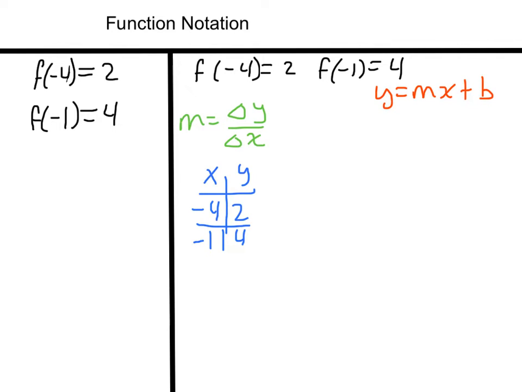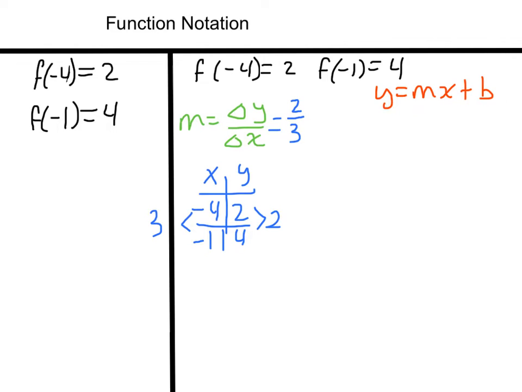And then I am going to find the change of y and the change of x. So the change of x here gives me positive 3, and the change of y over here gives me 2. So then my slope is equal to 2 over 3. Okay, now I can plug this into my equation.